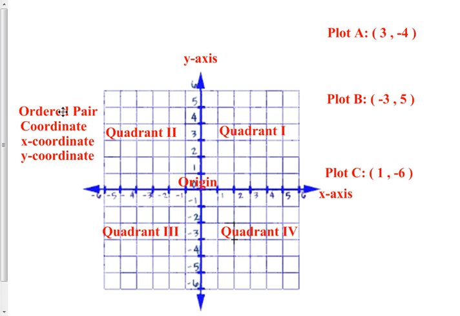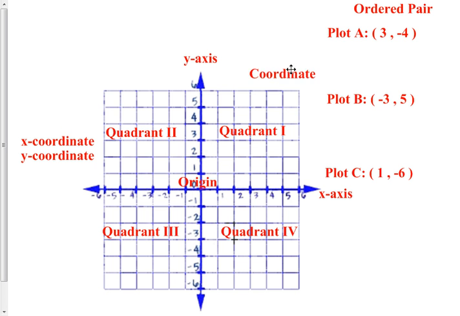Ordered pair and coordinate, well, that's what we have up here. This 3, negative 4, that is called an ordered pair. It is also known as a coordinate. Down here, plot B, negative 3, 5, that's your ordered pair or coordinate. And plot C is 1, negative 6, that would be your ordered pair or coordinate.